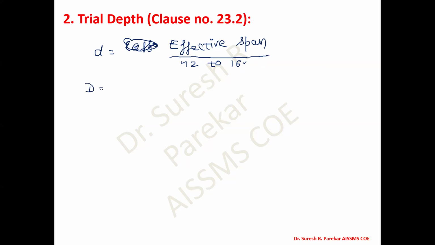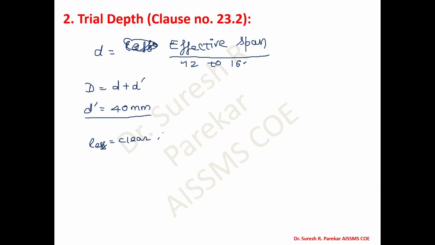And then capital D, we are going to get as d plus d dash. Now d dash we are generally assuming over here as 40 millimeters. So we have this d dash of 40 millimeters, and from this we are going to get the value of capital D.